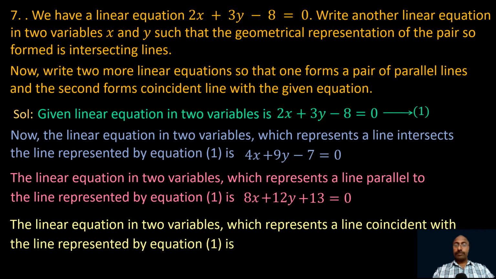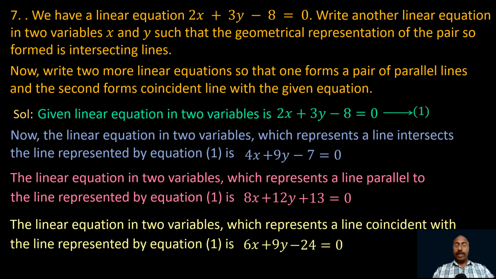That is, we have to multiply all the coefficients with the same number, including constants. Okay. So if we multiply the 2x coefficient of x by 3, then we have to multiply the coefficient of y also by 3. That is plus 3 into 3, plus 9y, and also the constant, plus 3 into minus 8 is minus 24, equal to 0. So this is the line which is coincident with the line represented by equation 1.